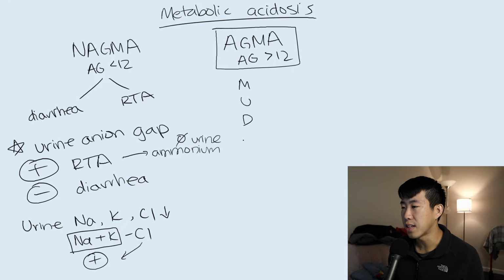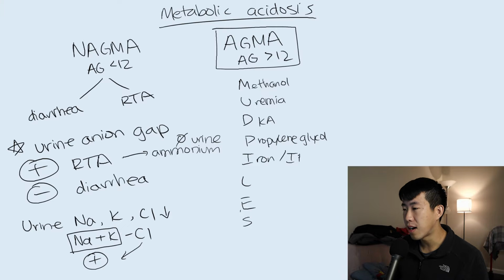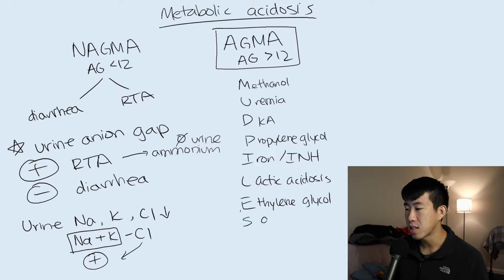So the first one that every one of us learns in medical school is going to be MUDPILES. So that's going to be methanol, uremia, DKA, propylene glycol, iron or isoniazid, lactic acidosis, ethylene glycol, and salicylates.